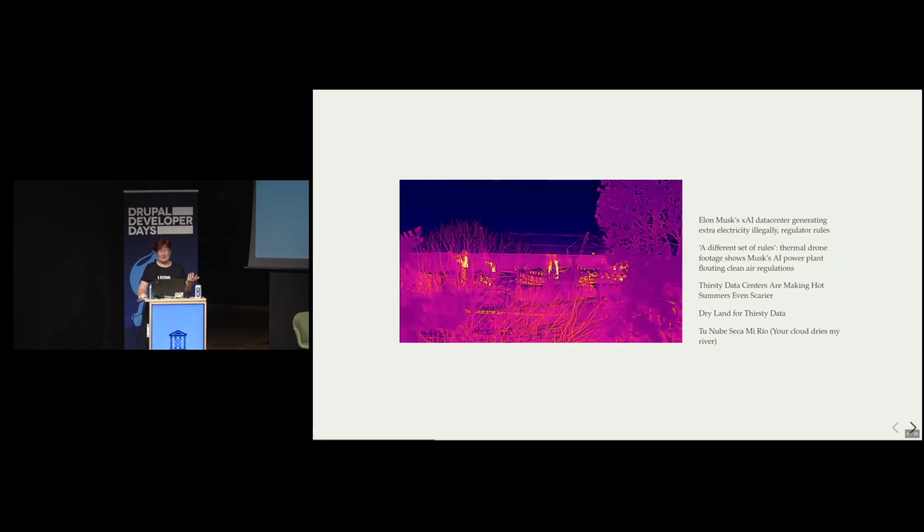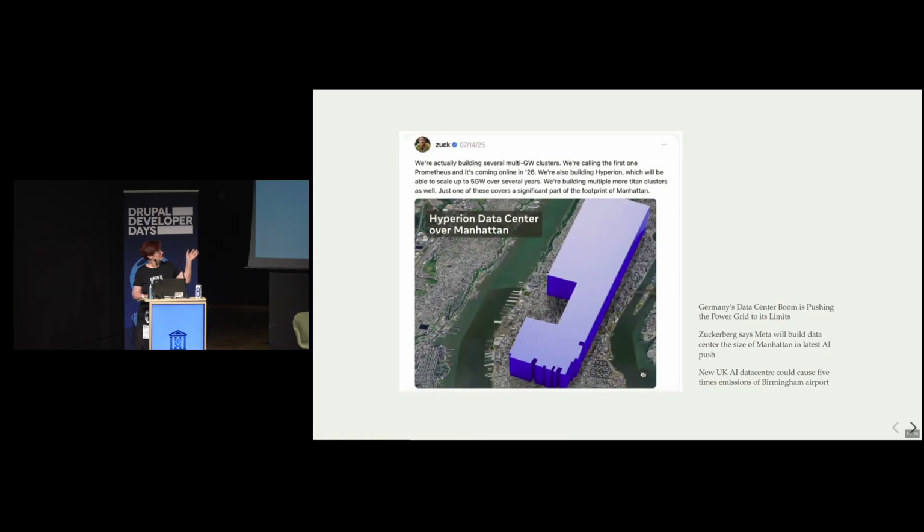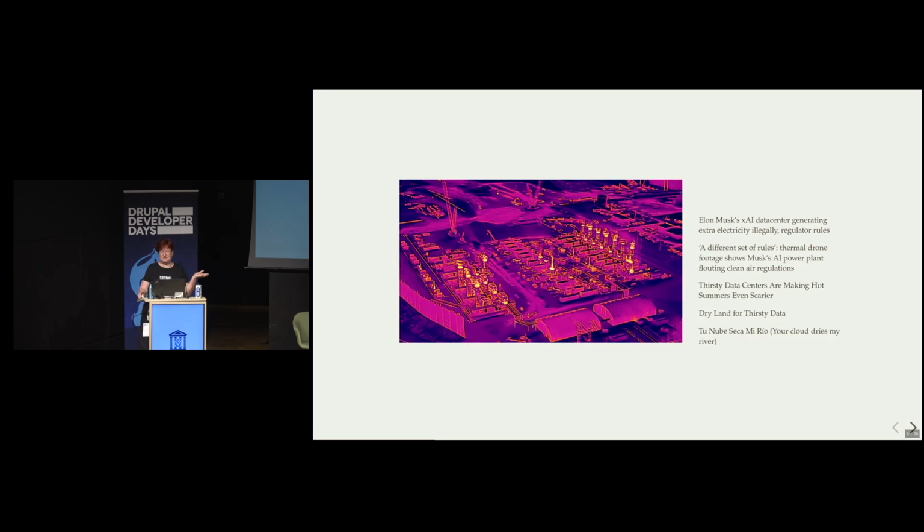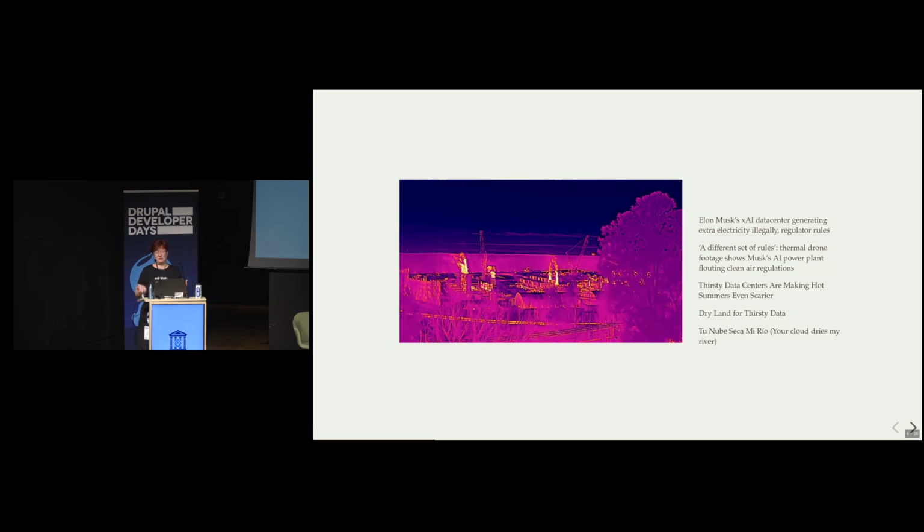And of course, you probably have seen this picture. That's Meta's proposal for a data center that is about the size of Manhattan, just for the scale that we're thinking about. And of course, once data centers are running, they also have local effects.